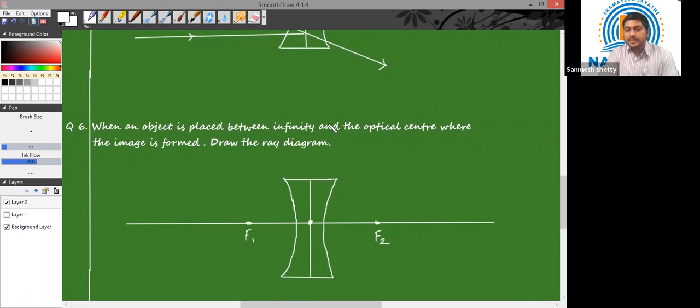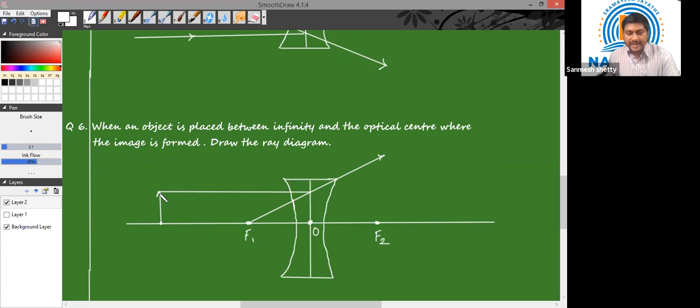When an object is placed between infinity and the optical center, where is the image formed? Draw the ray diagram. If the object is kept anywhere between infinity and my optical center, let us say this is my optical center, point O, where will the image be formed? Let us choose one position as the position of my object. Now let us draw a parallel ray. We know that after refraction, the ray will get diverged in such a way that it appears to come from the principal focus, or the focus of a concave lens.